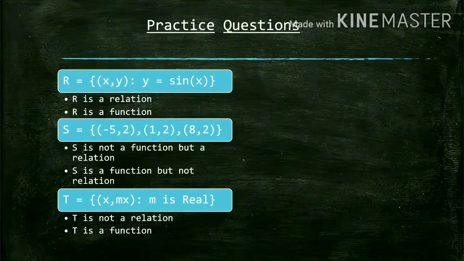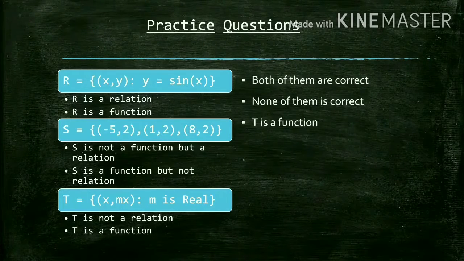So these are the answers. Please match your answers. For the first one, both of the options are correct. For the second one, none of these two options are correct. While for the third one, the second option, that T is a function, is correct. I hope you got all the answers correct. If not, then please watch this explanation.